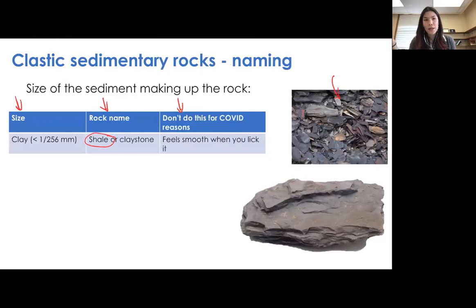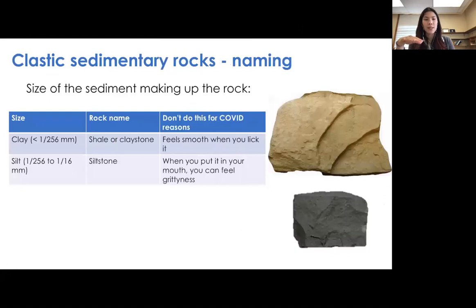If you weren't sure if you had a claystone in the lab, you could lick it. Just like rolling it around between your fingertips, the claystone or the shale will feel very smooth in your mouth when you lick it. So it's one way to distinguish the two.